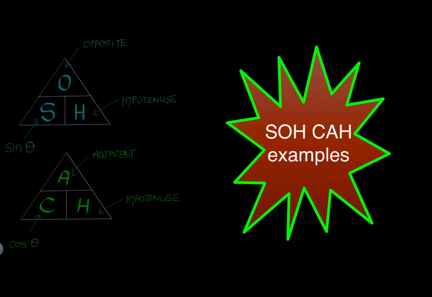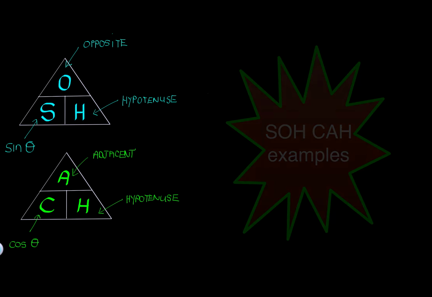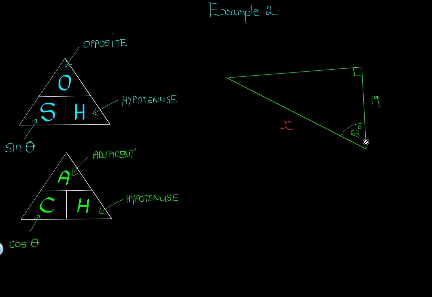Okay, now we're going to look at a few more examples of using SOH CAH TOA to solve trigonometric problems. So here's our next example. You'll notice that we've got an angle here of 63 degrees, and you'll also notice that we know this side here is 19 metres. Now the x, that's the side we want to find. So that's what we need to work out, and that's what the problem's about. How do we work out the length of x?